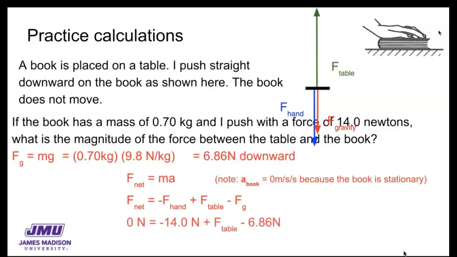I put in my numbers for the net force equals 0, the force of the hand is 14 newtons, and the force of gravity is 6.86 newtons. And now I solve for the force of the table. The force of the table pushing up on the book must be 28.86 newtons. It must be strong enough to hold up the book, plus strong enough to counteract the pushing force of the hand.